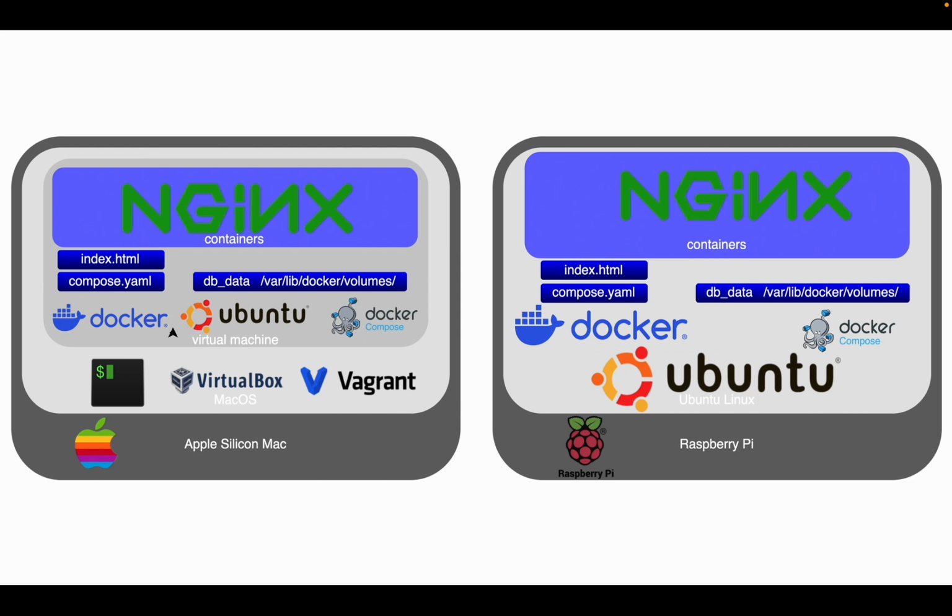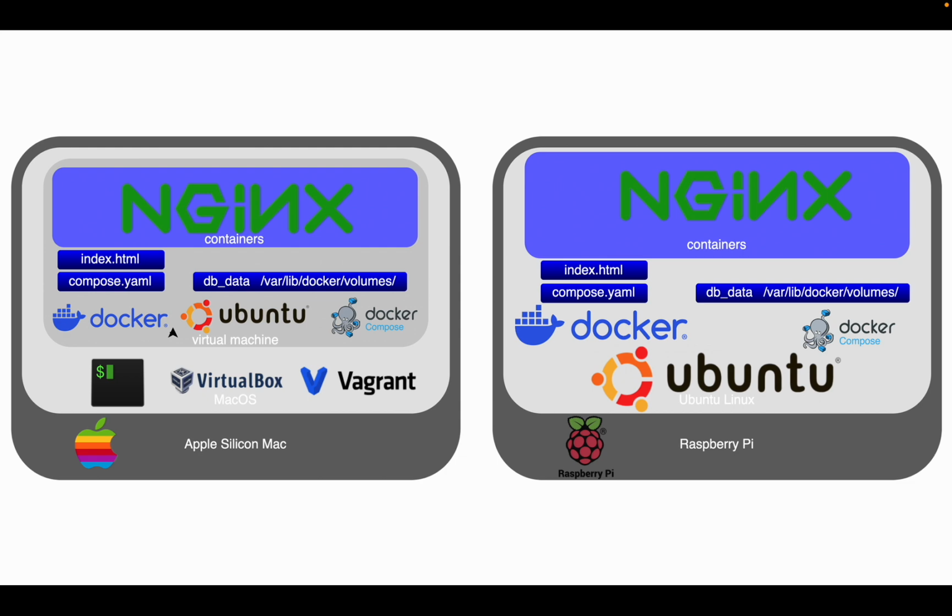So what we're going to do is look at the config file of an Apple Silicon Mac that we use. iTerm as the terminal, VirtualBox as the provider, and Vagrant as the infrastructure as code tool. And what these components are going to build is an Ubuntu Linux with Docker installed, Docker Compose installed. We put on the compose.yaml, we make the index.html file for a website, and we use an Nginx container to actually be the website.